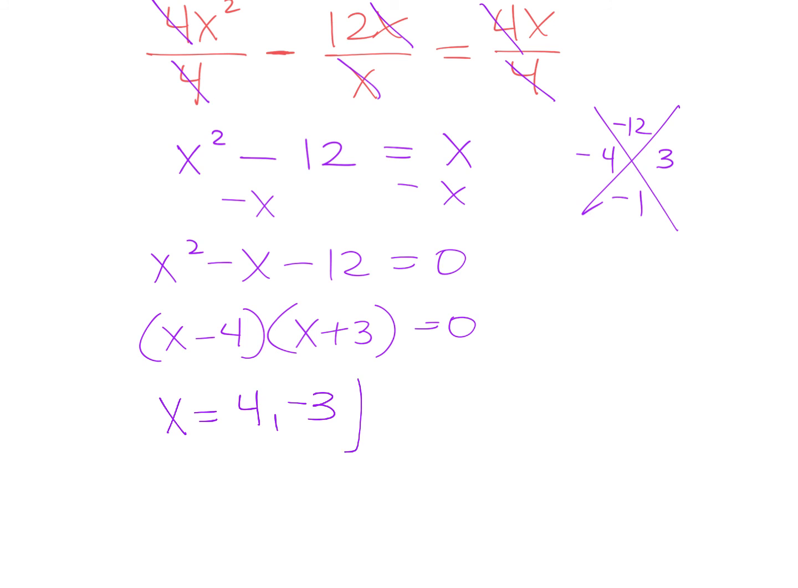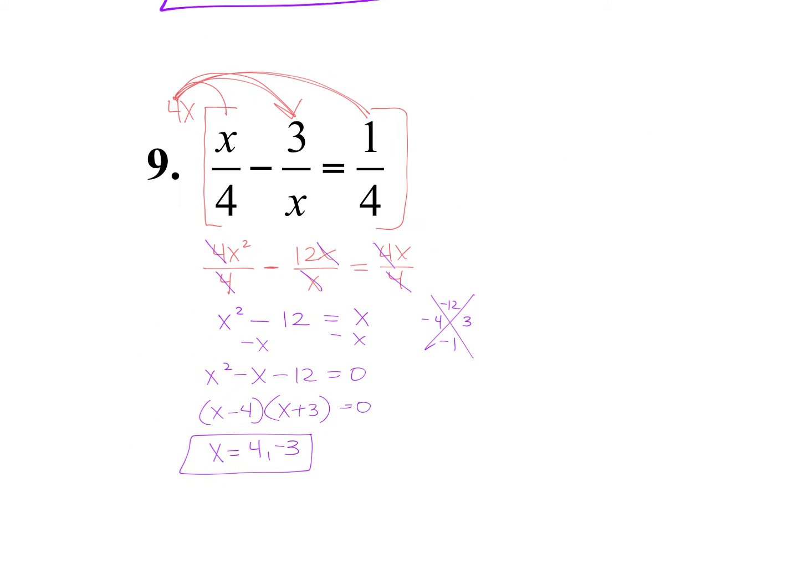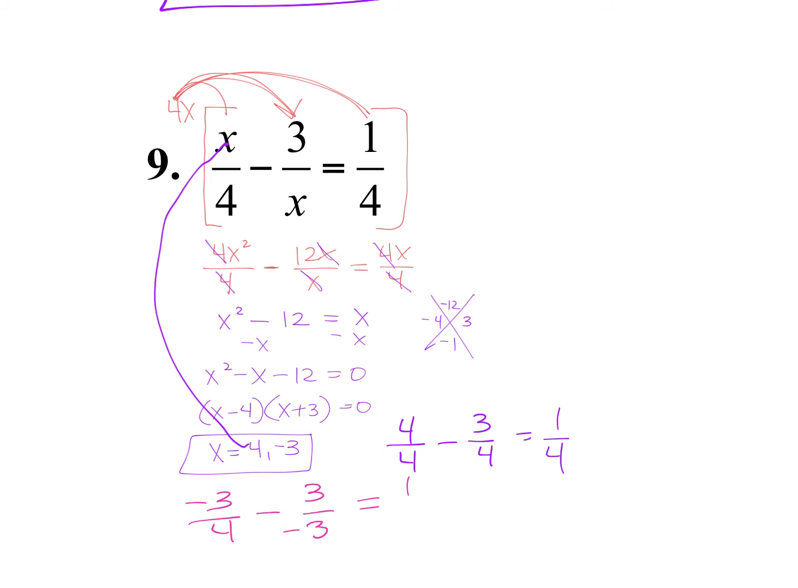4 and negative 3. When you get two answers like that, you should really check, do they both work? So if you plug in a 4, you get 4 over 4 minus 3 over 4 equals 1 over 4. That's true. If you plug in a negative 3, negative 3/4 minus 3 over negative 3 equals 1/4, right? So this is really plus a positive. So negative 3/4 plus 1 is going to give you a positive 1/4. So they both check out. Good to check though.